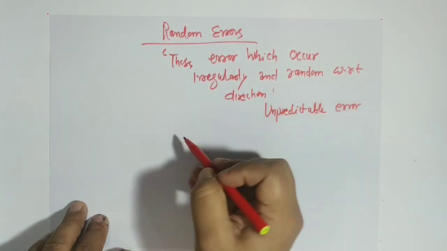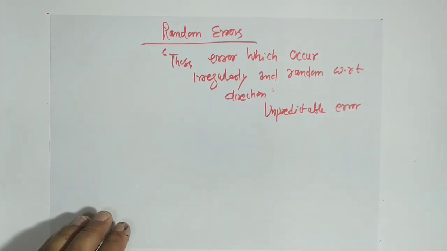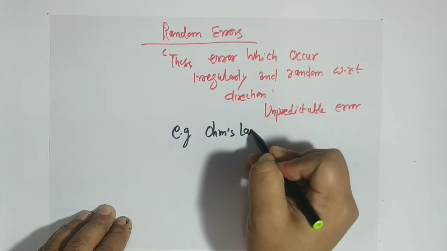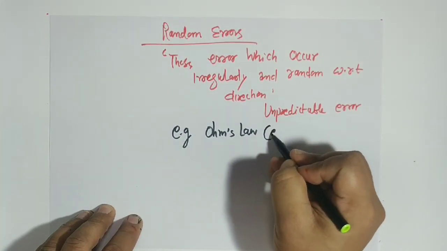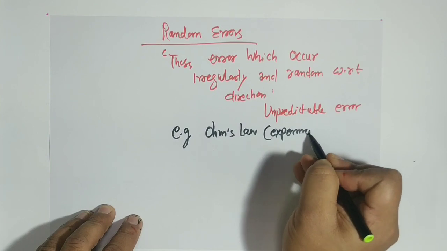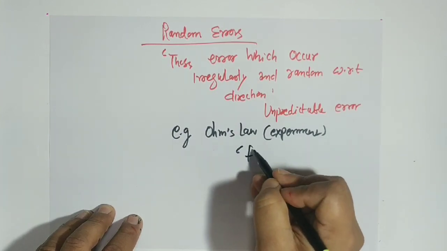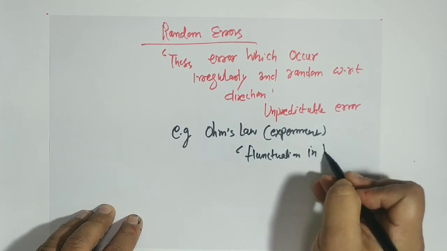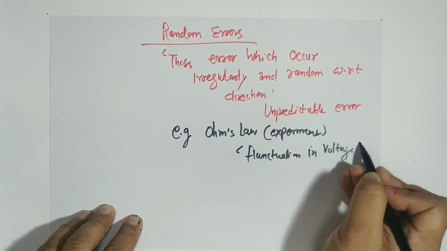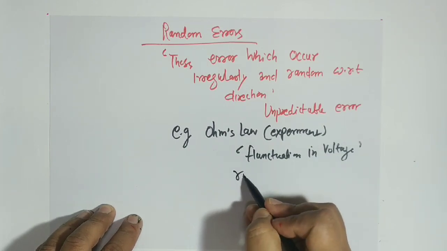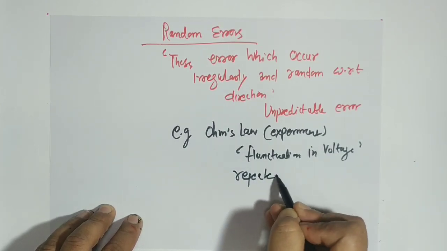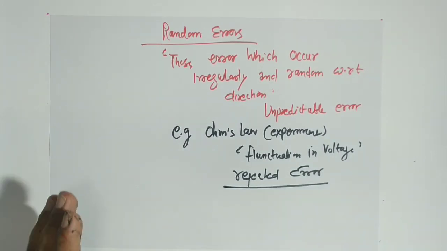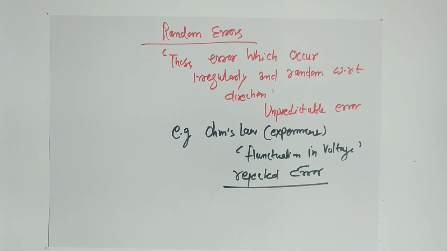Like in Ohm's law, you are doing the experiment and what happens? A fluctuation of the voltage takes place and you are getting the wrong reading in the voltmeter. So while you are doing this experiment, there is a fluctuation in the voltage. That is not in your hand. So that's an error which is randomly coming and repeatedly it is coming. So we can say it's a repeated error, that's a random error. Okay, so this is how we are going to define random error, repeated error.